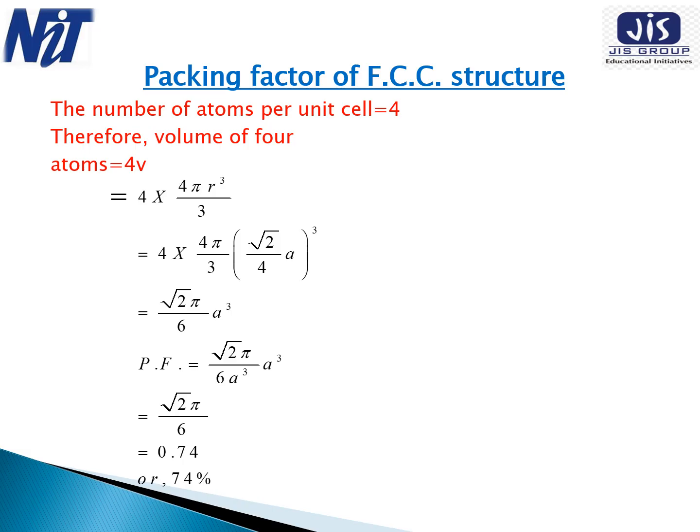So we conclude that out of the 3 cubic structures, the FCC structure, the face-centered cubic structure, has more strength because it is more hardly bound than the simple cubic and the BCC structure. So the packing factor of the FCC structure is 74%. So we conclude that it is more hardly bound than the simple cubic and BCC structure.